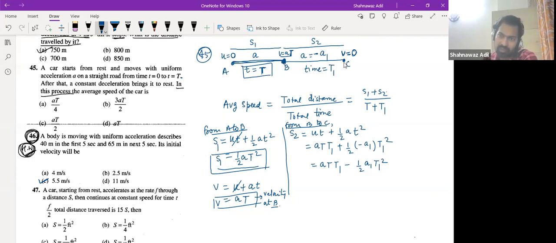From B to C, what is the thing that we can use again? I have to simplify this S2, and to do that, I have to find out the value of acceleration A1. So can you guys tell me what would be S2? Or what is the other thing that I can do? From B to C, what is the other information I have written at point C?